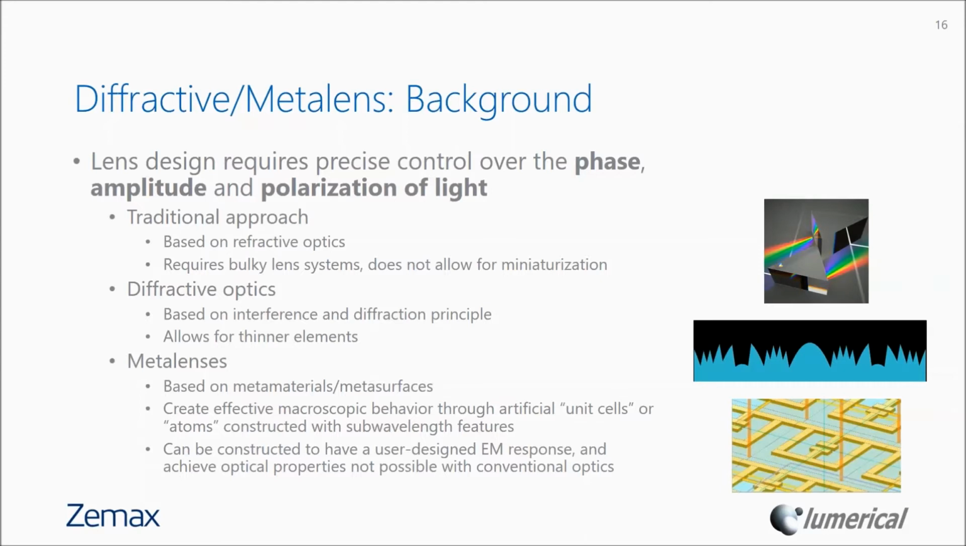The idea here is to create an effective macroscopic behavior through artificial unit cells or atoms constructed with wavelength scale or sub-wavelength scale features. So you can see in the image on the right side, this is one unit cell of a metamaterial, and all of the features you see here are sub-wavelength scale. Users can essentially design the unit cell based on the EM response they want for the lens and achieve optical properties that are really not possible with conventional optics.